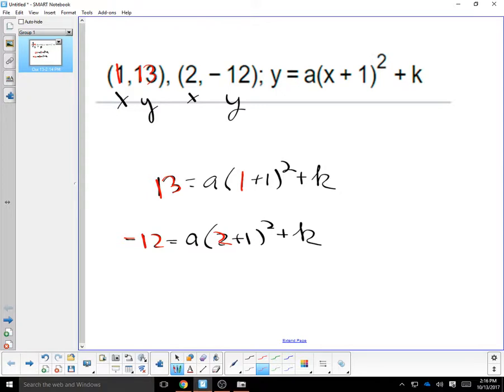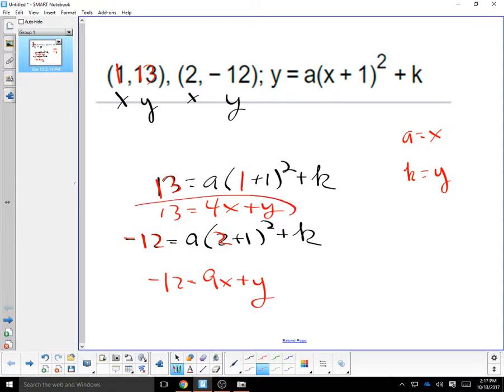Now, what I'm going to do is plug them into Desmos. Desmos doesn't like the variables a and k, so I'm going to make a note: a is x and k is y. So now, when I type them in, 13 is equal to, what's 1 plus 1? 2. 2 squared is 4. So 4, and I said a was going to be x plus y. I'm going to plug that in, and then negative 12 is equal to, what is 2 plus 1? 3. 3 squared is 9. So that'd be 9x plus y.